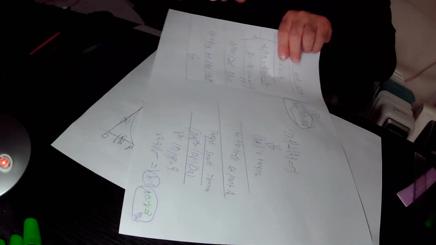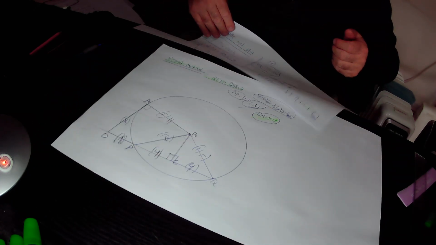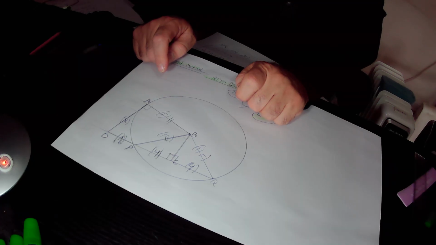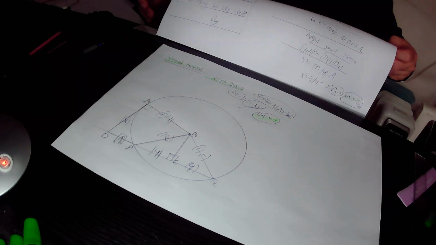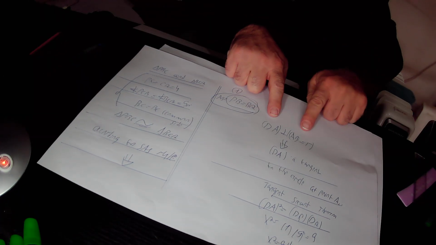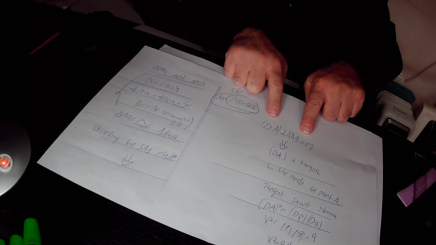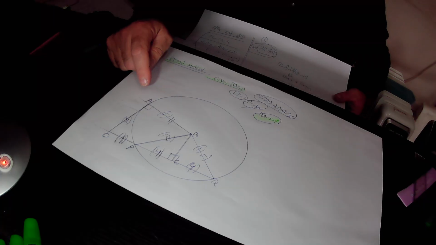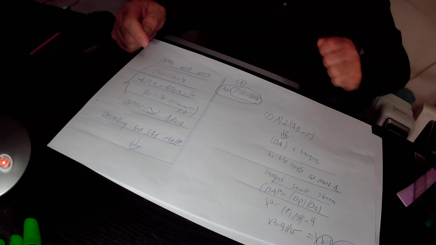According to what is given in the question, DA is perpendicular to AB. But according to our definition, AB is the radius of the circle. So DA is perpendicular to the radius AB. This is the sign of perpendicular. The radius is equal to R. So therefore DA is the tangent to this circle at point A.